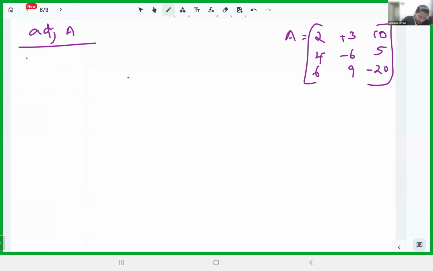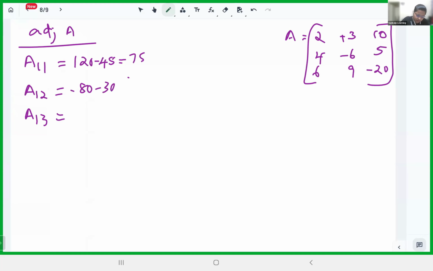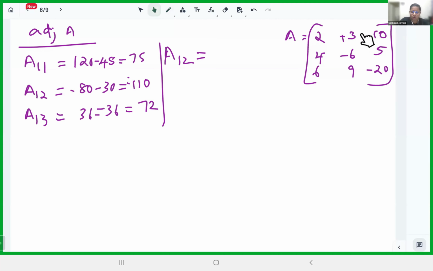All right. So A11, A12 and A13 we have already found out, right? What were the values? It was 120 minus 45, that is equal to 75. Then minus 80 minus 30, that was minus 110. And 36 plus 36 is equal to 72. So these are the values. Now what about A12? A12 means first row and second column. So 4 into minus 20 is minus 80. Then minus 6 into 5 is 30.